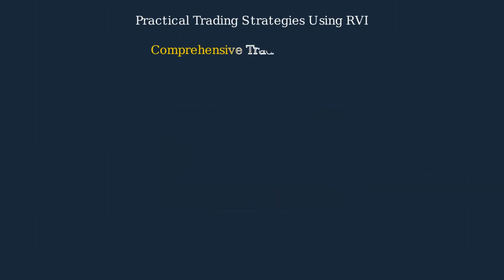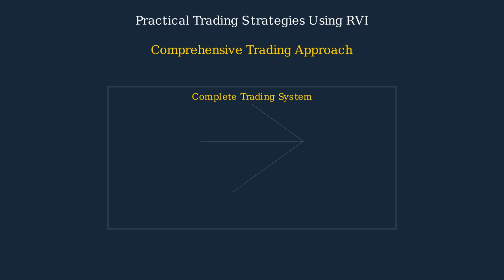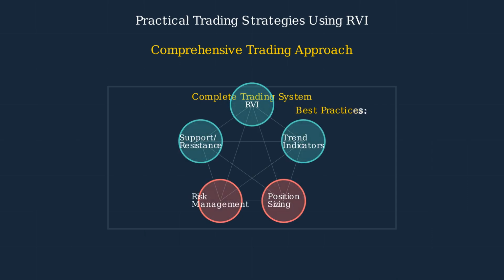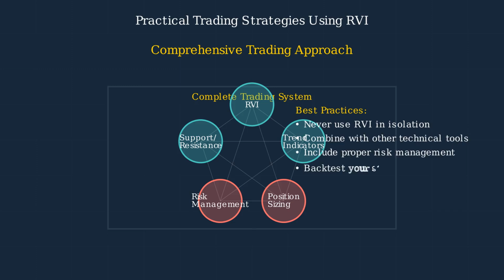For the most robust results, RVI should be incorporated into a comprehensive trading system rather than used in isolation. This approach integrates RVI with trend indicators, support and resistance levels, and proper risk management. By combining these elements, traders can develop a more reliable strategy that addresses both entry timing and risk control.